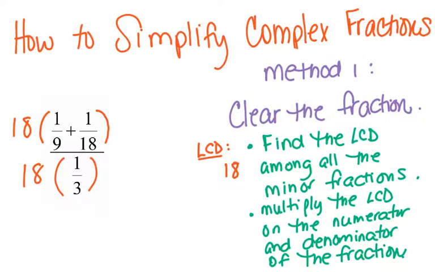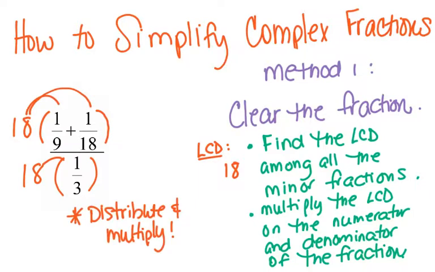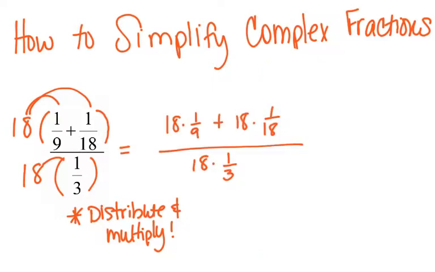And what I'll do is multiply the LCD on the numerator and the denominator of the fraction. Now in the numerator, we're going to be using the distributive property, and we'll just simply multiply on the denominator. So I'm going to be multiplying 18 times 1/9 and 18 times 1 over 18. And on the denominator, we'll multiply 18 times 1/3.